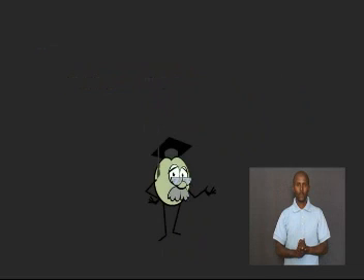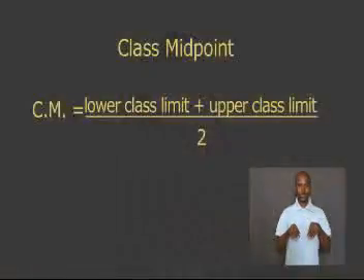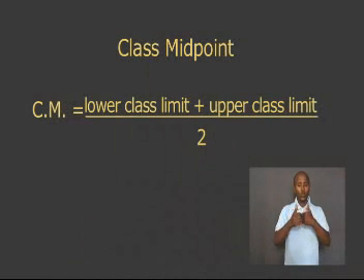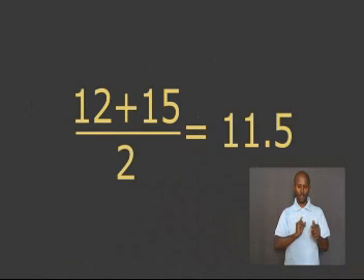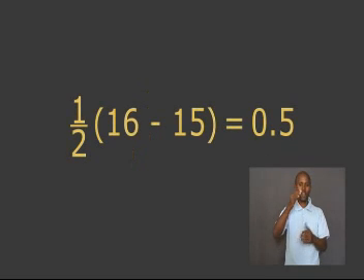Time's up. Let's get back to our lesson. Welcome back, students. Did you all remember how to find the class midpoint? Here is what I found. The correction factor is half the difference between the upper class limit of a class and the lower class limit of the next class.